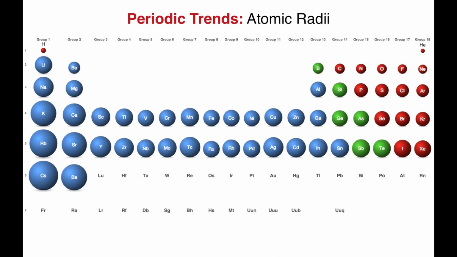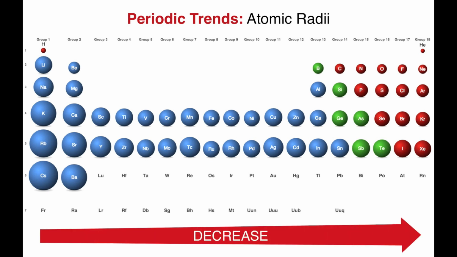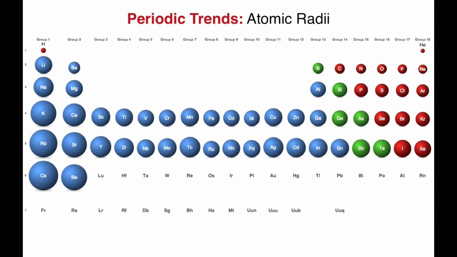Moving back to the periodic table, you might be able to detect another subtle trend, and that is as you go from left to right across a period, there's a decrease in atomic radius. Let's look at period 4 to see exactly why this is.